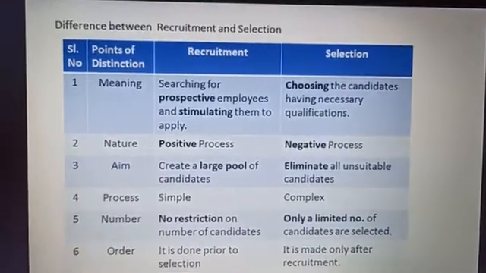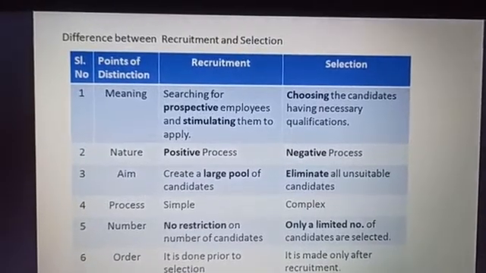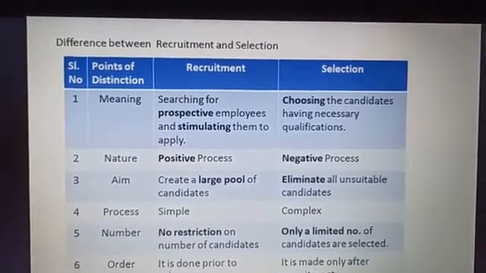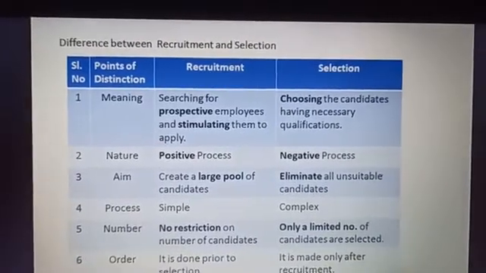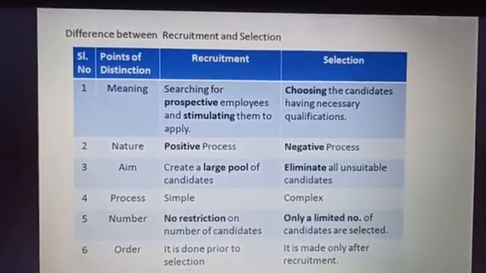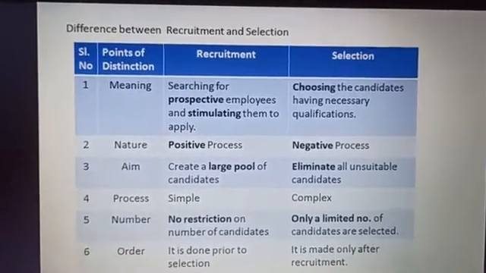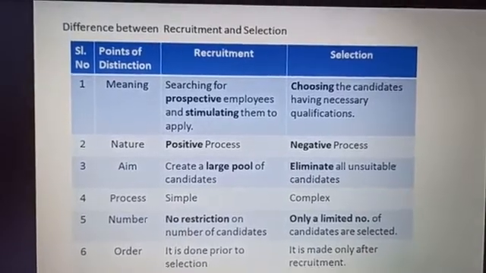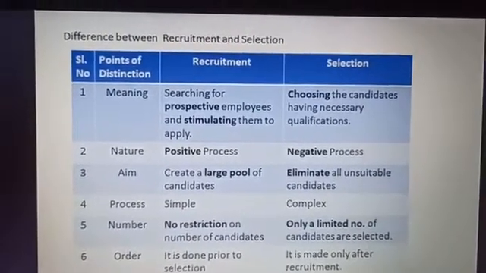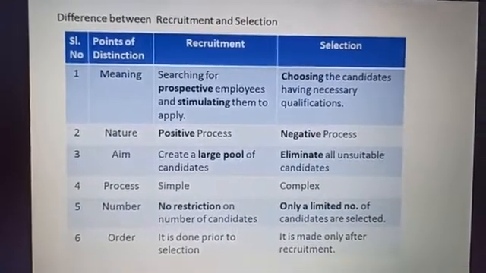Good morning, students. Today we are going to take up the last part of the chapter on staff selection. That is the difference between recruitment and selection. Number one, on the basis of meaning, recruitment means searching for prospective employees and stimulating them to apply, while selection is choosing the candidates having necessary qualification.